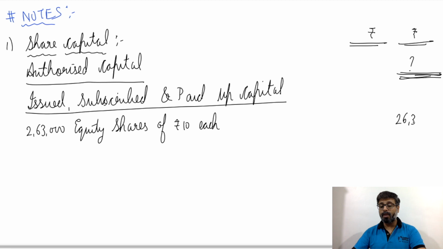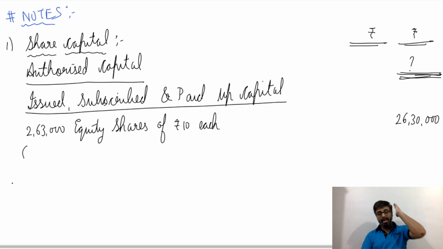26,30,000. Now we studied last year, in second year BCom, that in disclosure we have to write in brackets if any shares are issued as bonus shares or if any shares are issued for consideration other than cash. All these shares are issued for consideration other than cash, because these 2,63,000 equity shares which Gamma Limited is issuing, what is Gamma Limited getting against them? They are getting the business of Alpha Limited and Beta Limited. They are getting assets and liabilities of Alpha Limited and Beta Limited by giving these shares. They are not getting cash.